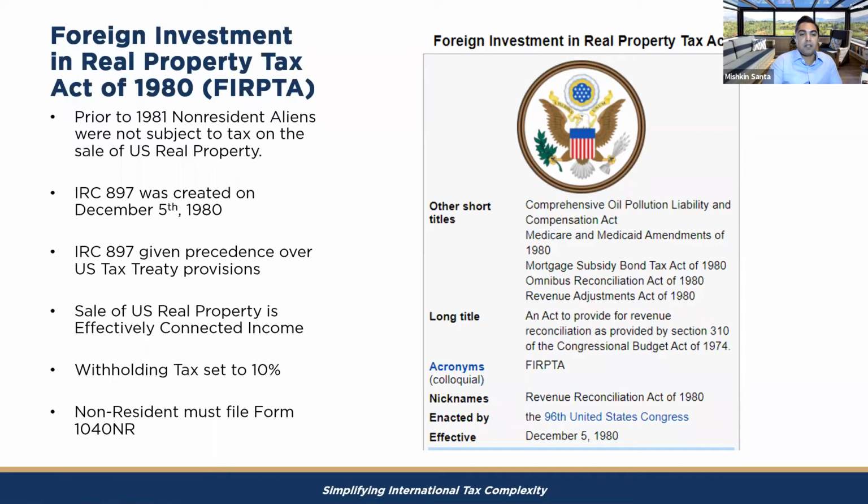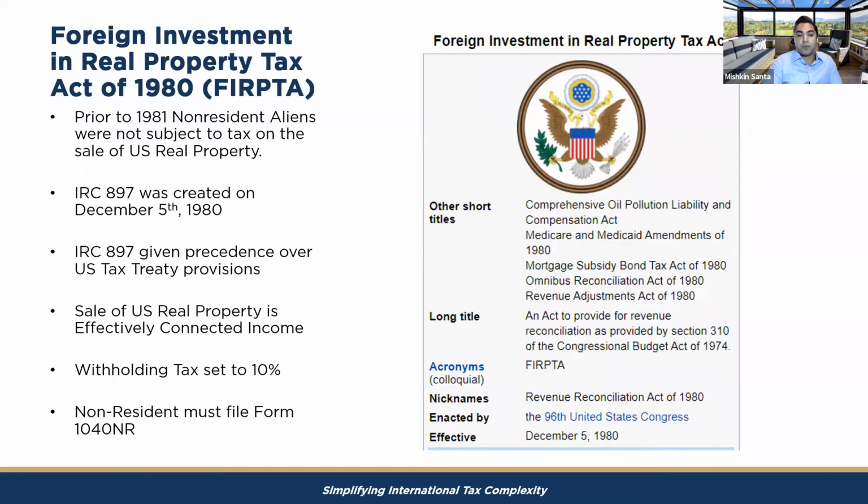So the legislation was passed in 1980 at the very end of the year and goes into effect starting in 1981. But prior to the legislation, if you were a non-resident alien and you owned US real property and you sold it, there was no tax due on the sale of that real property. And in the United States, we don't have any prohibitions against non-US people owning US real property. So prior to 1981, you could have owned any type of real property, sold it, and not had any kind of tax apply.